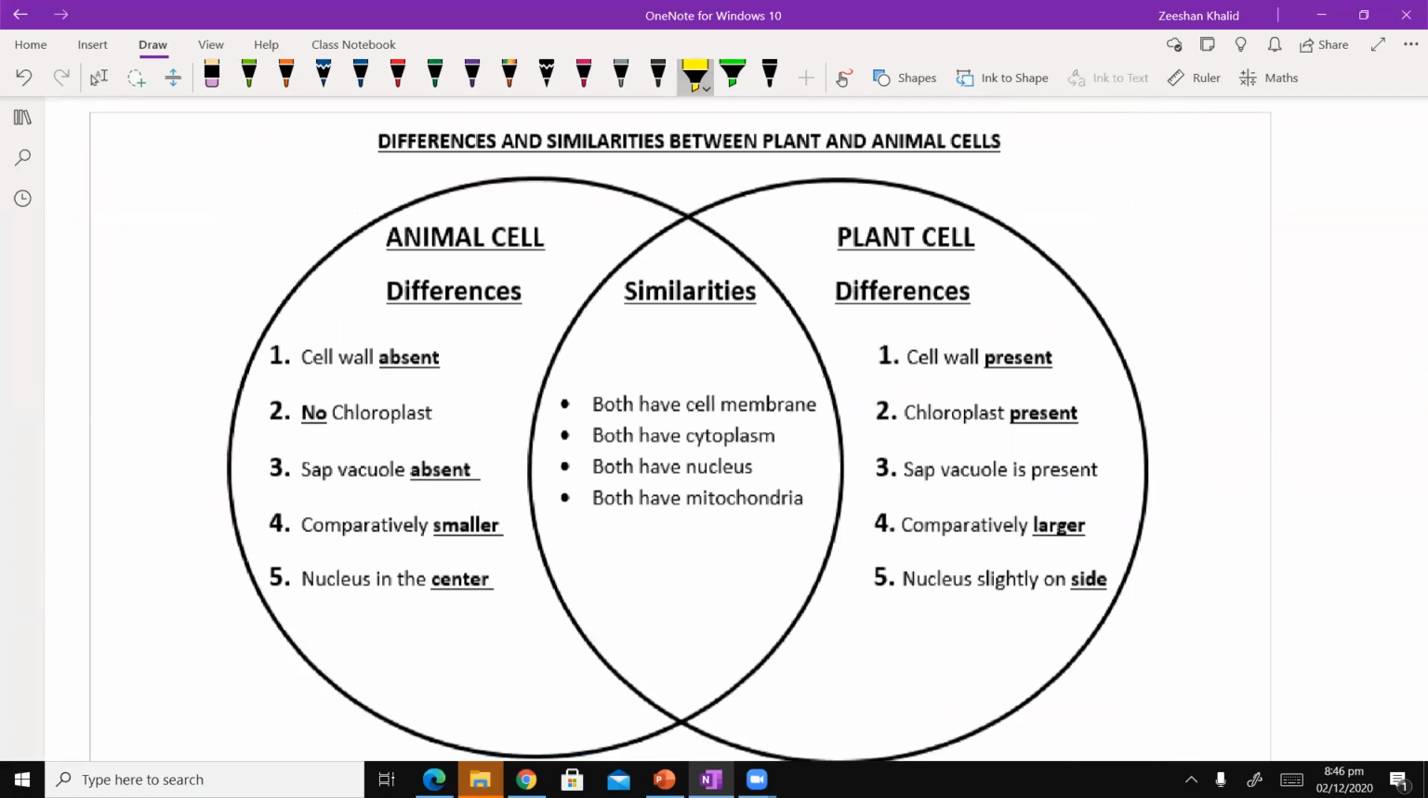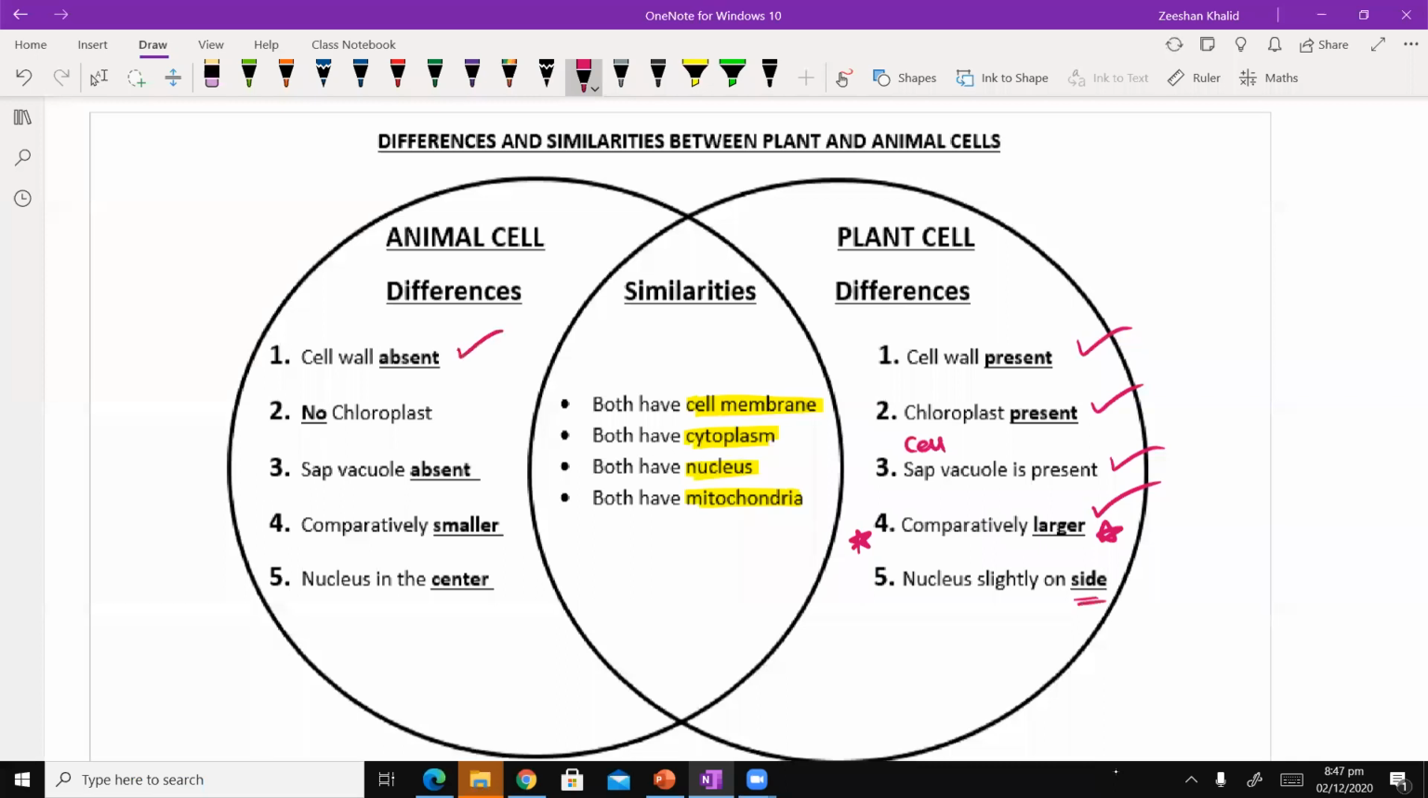So we agree that both of them have the cell membrane, both of them have cytoplasm, nucleus, and both of them have the mitochondria. Whereas the plant cell has a cell wall, chloroplast, and a sap vacuole or cell vacuole, comparatively larger. This is an important point, I didn't mention this, my apologies. The plant cell generally is bigger than the animal cell, and the nucleus is usually on the side.